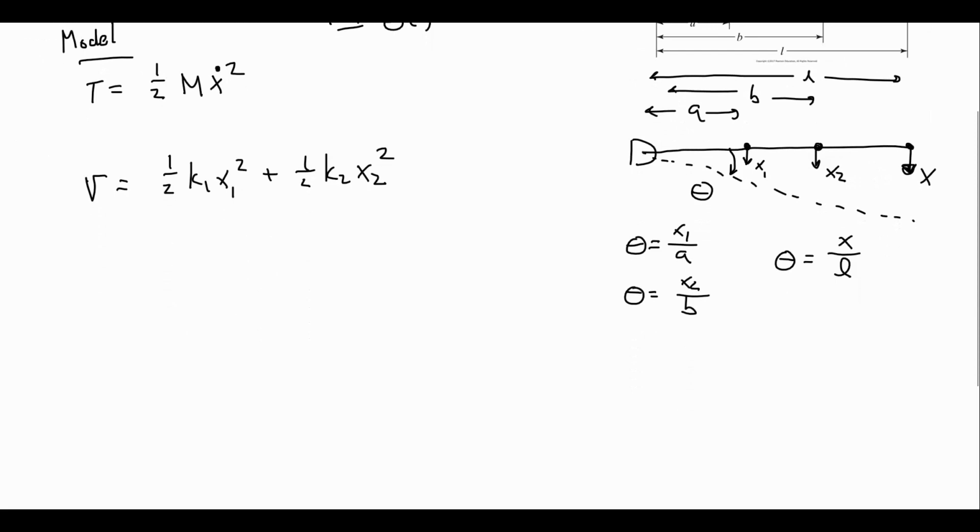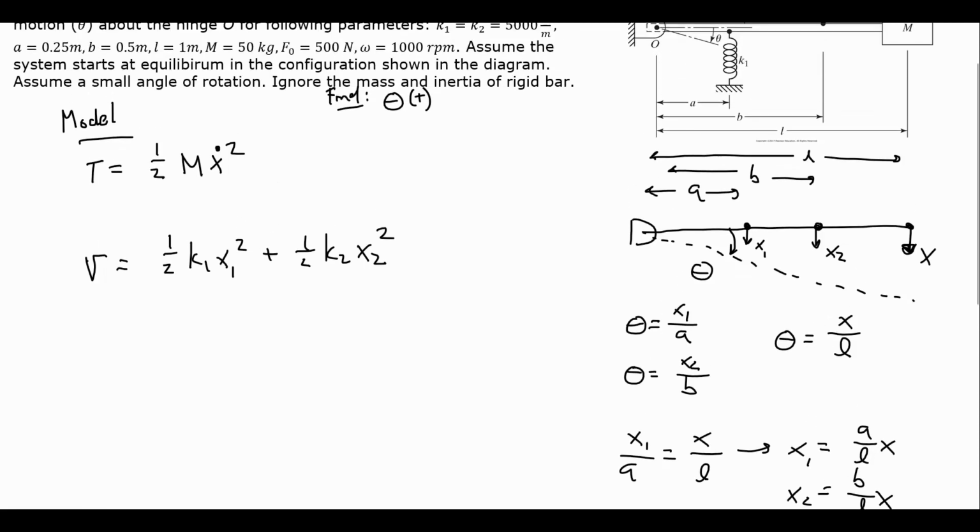So for this, we can use similar triangles. These are really just the same conversions. x1 over a equals x over L. We know that's true because the thetas are equal to each other. So we know that x1 is just going to be a over L times x, and x2 will be b over L times x. Now I can convert everything in terms of x.